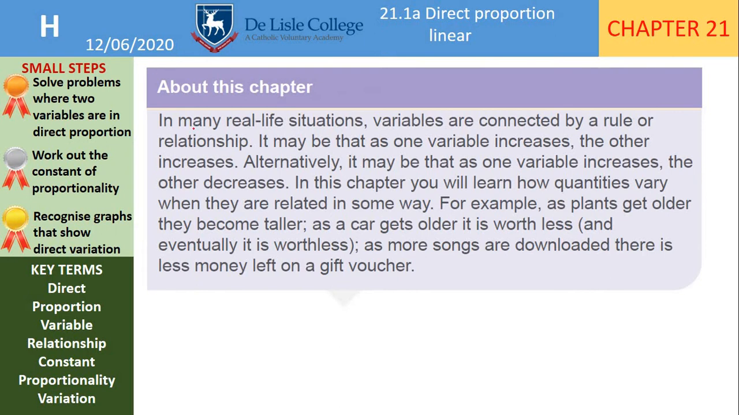About this chapter: in many real-life situations, variables are connected by a rule or relationship. It may be that as one variable increases, the other increases, just like the do now task. Alternatively, it may be that as one variable increases, the other decreases. In this chapter, you will learn how quantities vary when they are related in some way. For example, as plants get older, they become taller. As a car gets older, it is worth less, and eventually it is worthless. As more songs are downloaded, there is less money left on a gift voucher.